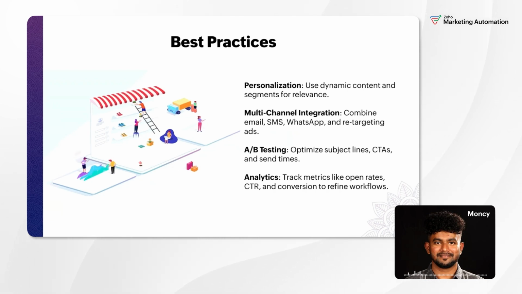As I showed, you can use the dynamic content for different personalization, and use segments as well. So Zoho Marketing Automation supports more than 260 segmentation criteria, and it's huge, and the possibilities are crazy with which you can build different kinds of personalization using Zoho Marketing Automation.